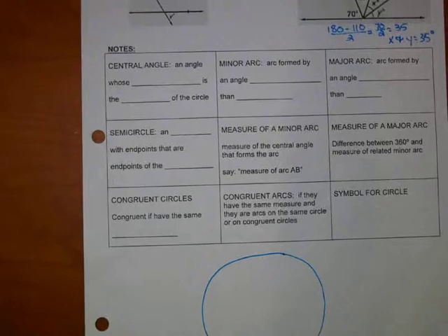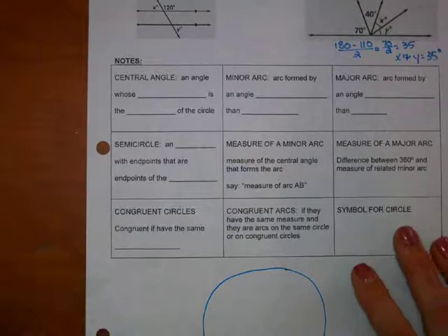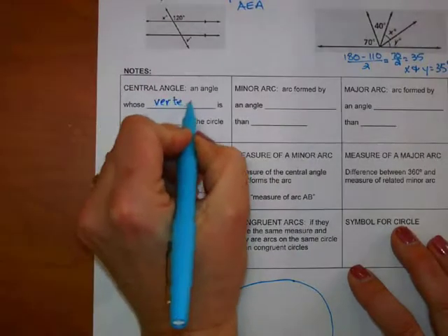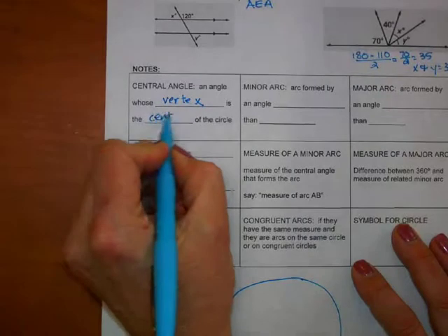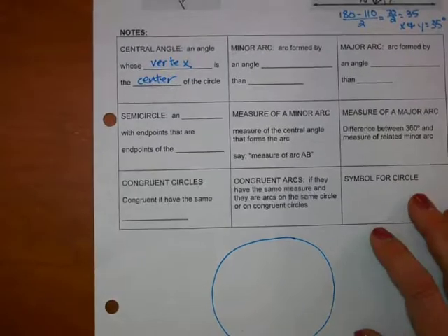Okay, so let's start with central angle. Are you ready? Central angle is an angle whose vertex is the center of the circle. So central angle is an angle whose vertex is the center of the circle.